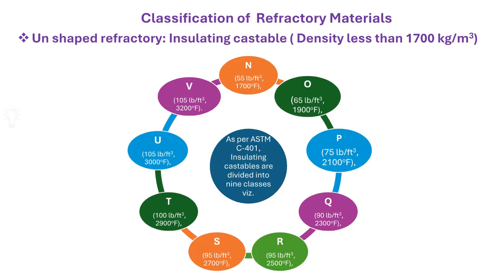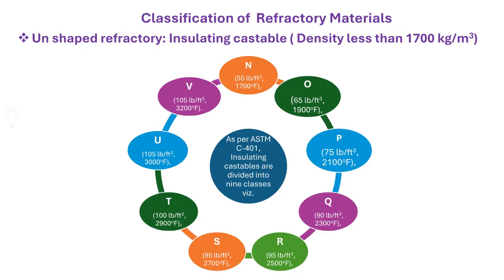Grade T, 100 pounds per cubic foot, rated up to 2900 degrees Fahrenheit. Grade U, 105 pounds per cubic foot, rated up to 3000 degrees Fahrenheit. Grade V, 105 pounds per cubic foot, rated up to 3200 degrees Fahrenheit. As you can see, higher grades generally have higher density and higher temperature capability.